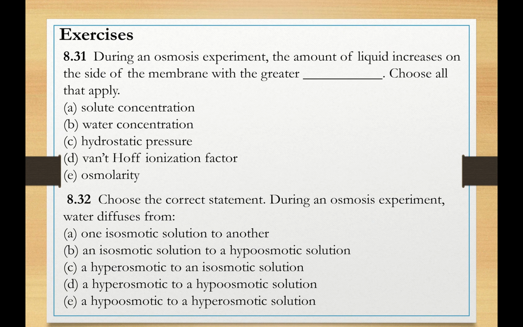As for practice exercises for you, I have 8.31 and 8.32. Here you are asked to determine the direction of flow. And here we have an osmosis experiment. The amount of liquid increases on the side of the membrane with the greater, remember, is it going to be solute or solvent here, okay? And a similar question over here, but now I'm changing the phrasing and citing isosmotic, hyposmotic, hyperosmotic, okay? Those are very nice for practice.